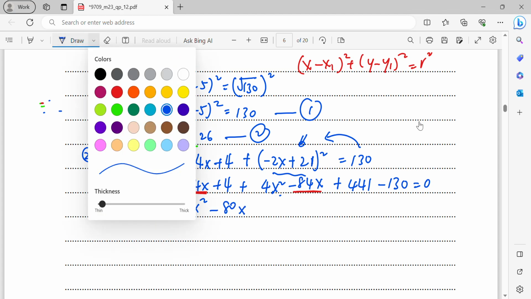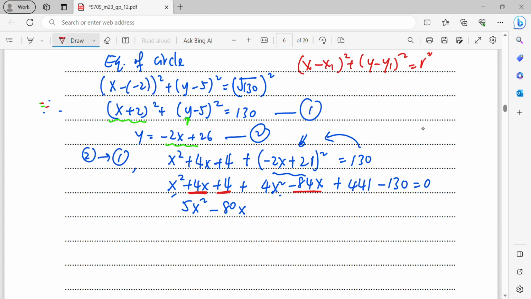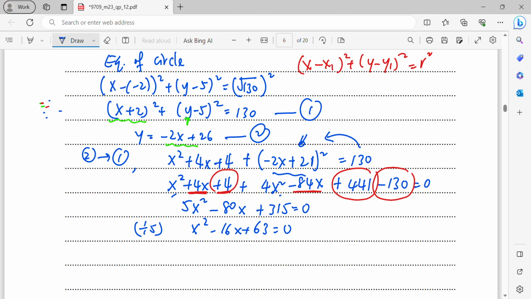And then the rest of the constants, you just simplify. So this is plus 4 plus 441 minus 130, then you will get plus 315 equals 0. Then from here, I will divide the whole equation by 5. Then you will get x squared minus 16x plus 63 equals 0. Once you get this, you need to factorize it. When I factorize this, I will get two linear factors, (x minus 9) and (x minus 7) equals 0. It means that x equals 9 or x equals 7.